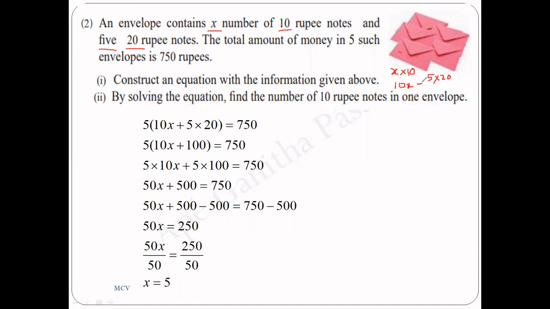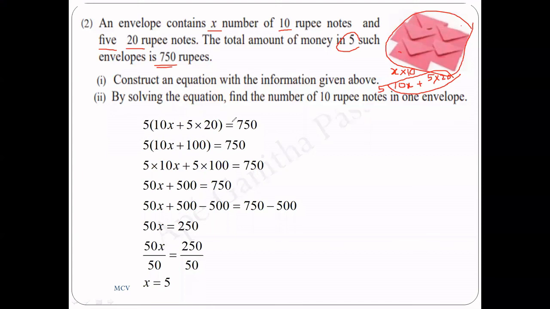Both of them are in one envelope. Then how many envelopes are there? 5 such envelopes. Can you see here there are 5 such envelopes, so you have to multiply this by 5. So what is the equation? 5 times 10x plus 5 into 20. The total amount of money in 5 such envelopes is 750.